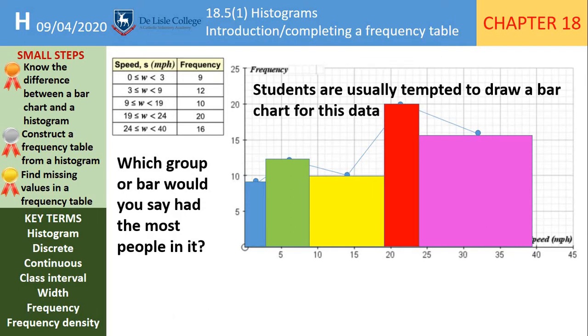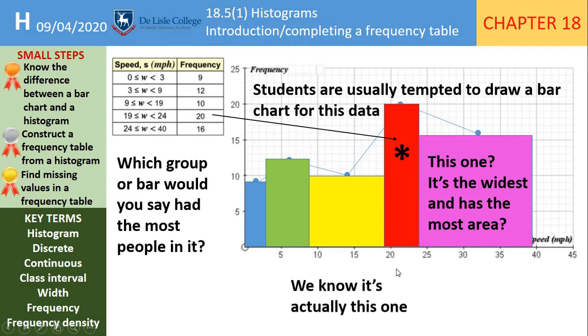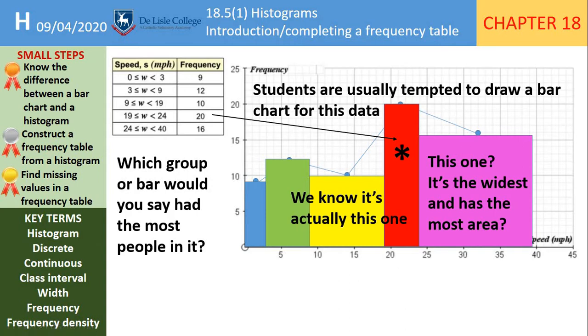What if I pose this question: which group or bar would you say had the most people in it? From looking at the bar chart we've drawn, would you say it was this one? It's the widest and it has the most area, so it looks as though this bar would contain the most frequency. But hang on. We know that the bar between 19 and 24, the speeds between 19 and 24, actually has the highest frequency.